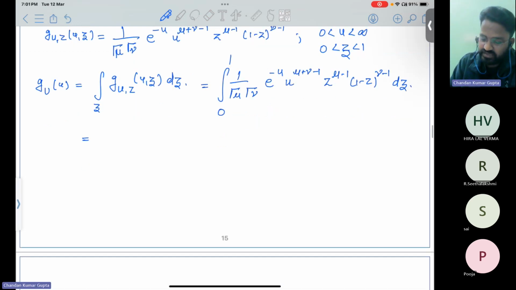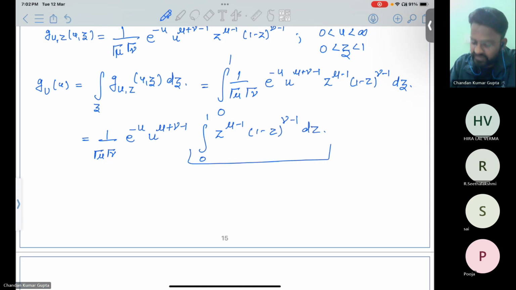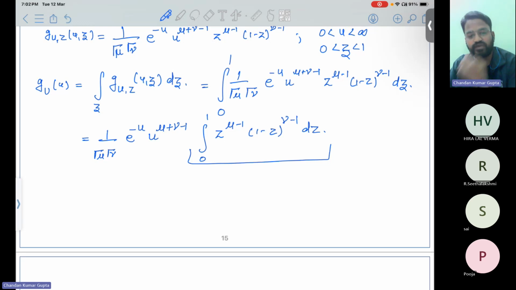Since we are dealing with dz, 1 upon gamma mu gamma nu, e to the power minus u, u to the power mu plus nu minus 1 will be taken outside, and it's the integral from 0 to 1 of z to the power mu minus 1, 1 minus z to the power nu minus 1 dz. This is actually the beta distribution of the first kind.